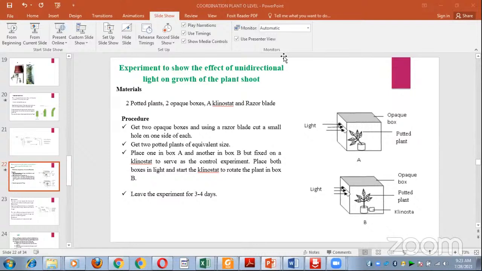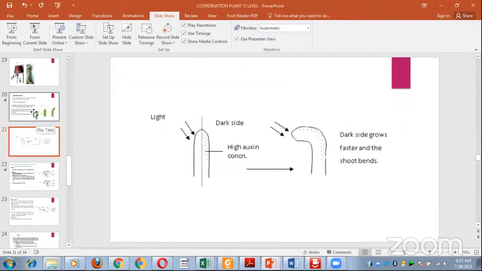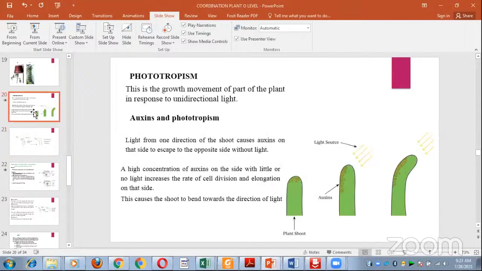Yes, if you have a question, please ask. Before you go any further, please explain: if that plant bends, even the roots bend? Come again. If the shoot system bends, even the roots also bend. Okay, thank you for that question.